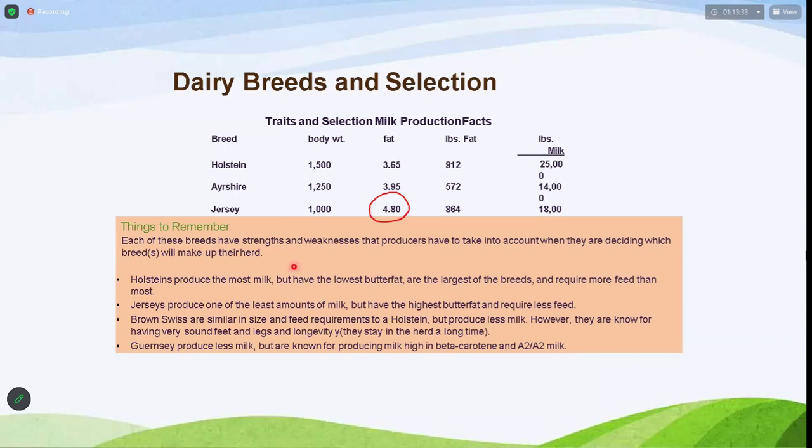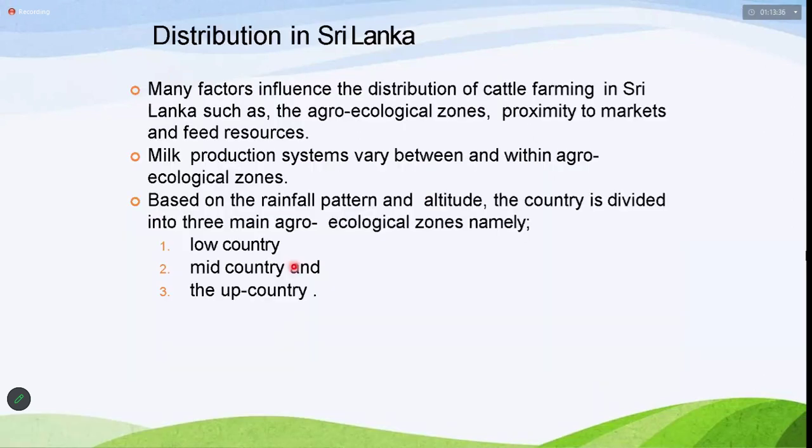So once you think about the distribution in Sri Lanka, many factors influence the distribution of cattle farming, such as the agroecological zone, the proximity to market and feed resources. Milk production systems vary between and within agroecological zones based on rainfall patterns and altitude, and the country is divided into three main agroecological zones. Basically we can divide these as low country, mid country, and up country.